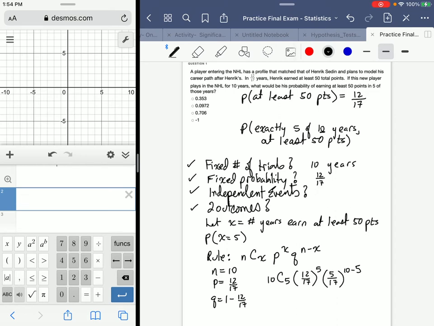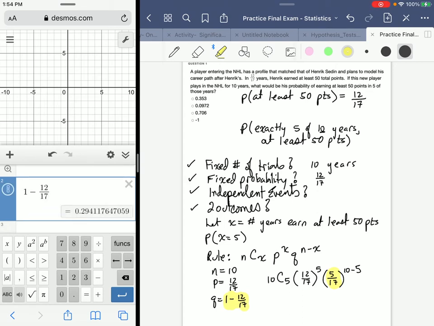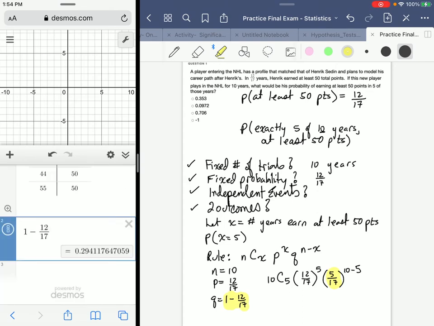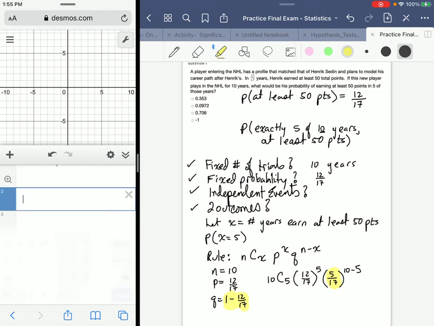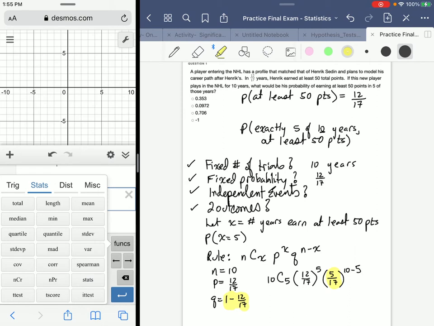And by the way, this 5 over 17 comes from just doing 1 minus 12 over 17. If you do that in Desmos, it comes up pretty nicely. You might think that doesn't look nice at all, but then hit the little fraction tool and you see it's pretty nice. So you go into functions. You have all these different possibilities.